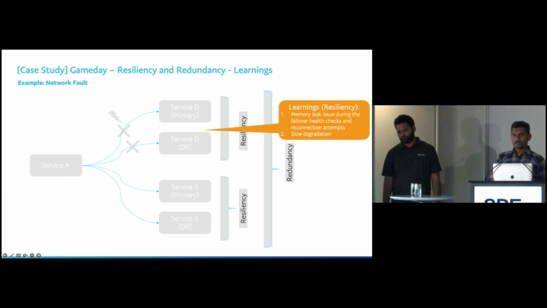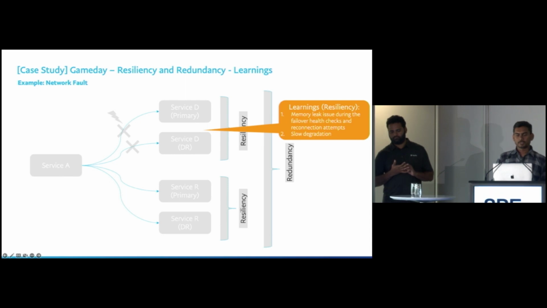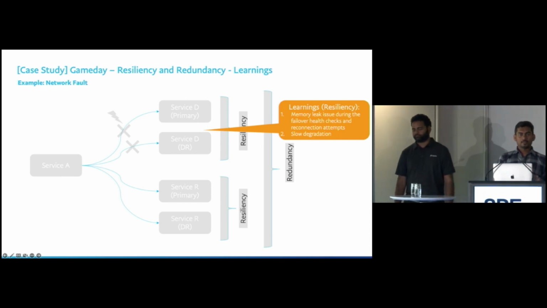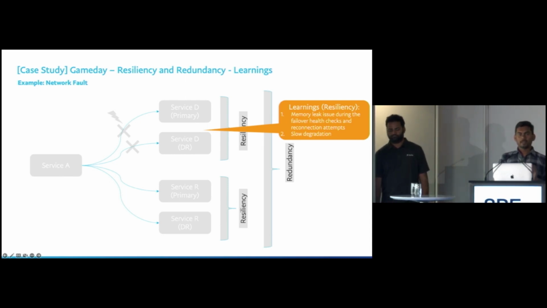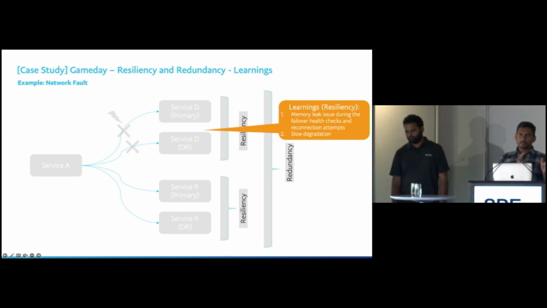This is a very slow degradation, and we saw this impact only after 5 to 10 minutes of the fault injection. But had this occurred in production, it would have been a nightmare scenario to debug what is happening and why. Because we did this in a controlled environment, we were able to proactively identify this and fix the issue before it occurred in production. And these are some of the learnings.